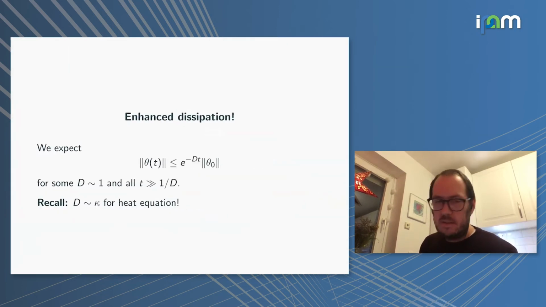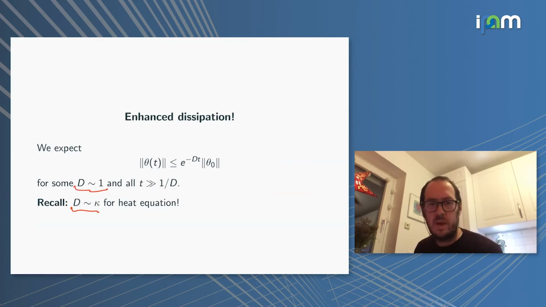And in fact, this phenomenon is called enhanced dissipation. So just recall d equal to kappa is just the case that we have for the regular heat equation. And that means the fluid flow that I apply here increases the exponential rate from kappa to 1. So we have a much, much faster dissipation in this, at least, Gedankenexperiment.